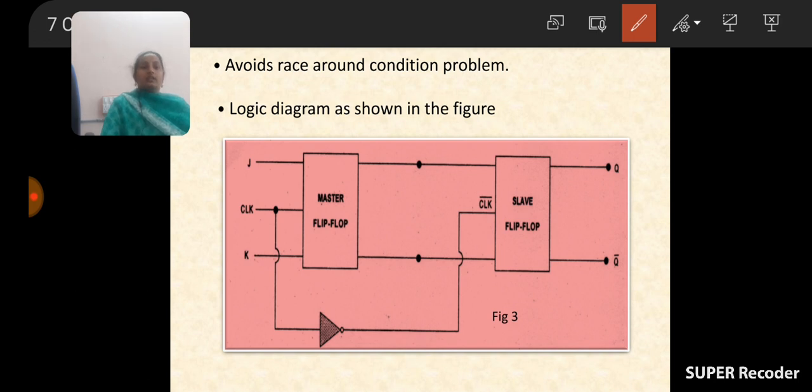And finally, it has only two outputs. What are the two outputs? Q and Q bar. And what is the main theme of designing the master slave flip-flop? To eliminate the race around condition in the JK flip-flop. To avoid the race around condition in the JK flip-flop, here we are designing the master slave JK flip-flop. Okay, is it clear?